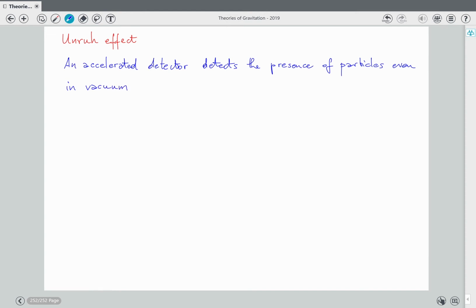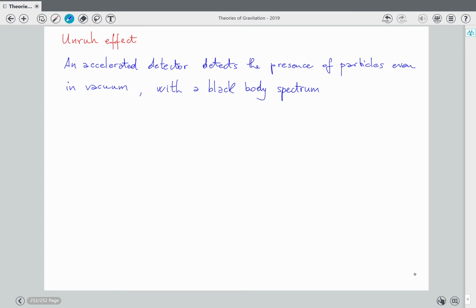This is a quantum effect, and the spectrum is a black body spectrum. This is an interesting calculation that involves a very simple description of what gravity, quantized gravity is. So let's see how it works.